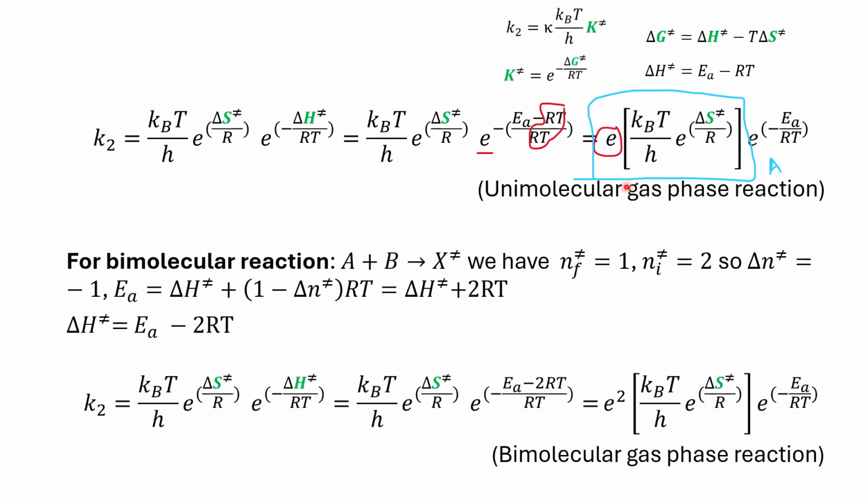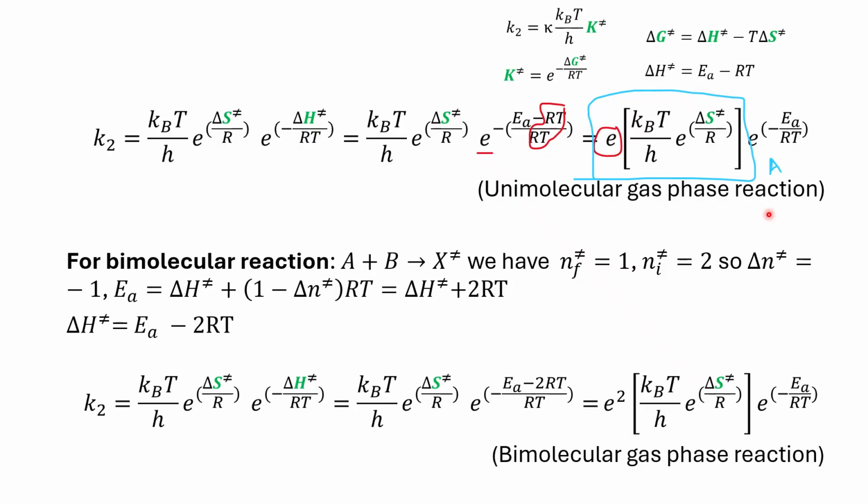Eventually we will get the expression as e multiplied by kT over h, exponent delta S over R, which is the same as this part here, just that there is exponent minus Ea over RT divided by RT. This needs to be simplified, where minus RT over RT gives us the exponent only, and the other part, which is exponent minus Ea over RT, remains here. So this is the rate constant for the unimolecular gas phase reaction.